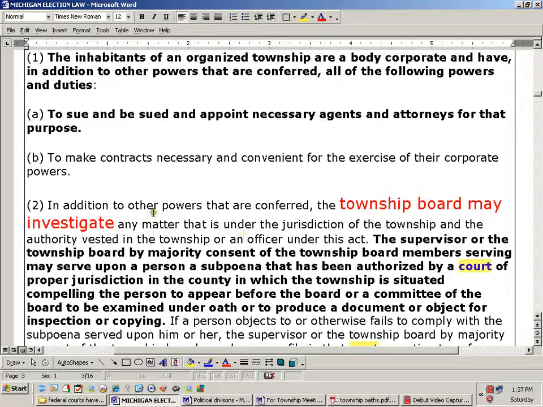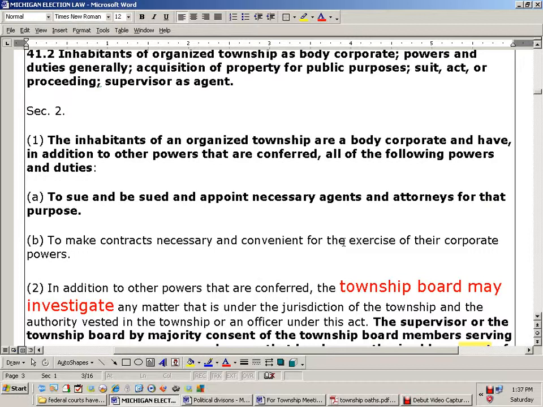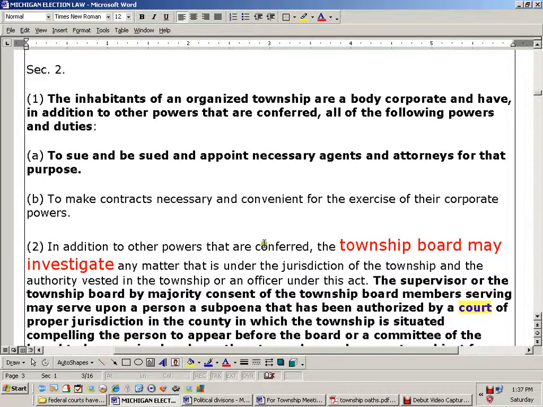And the township board may investigate any matter that is under the jurisdiction of the township, authority vested in the township, or officer under this act. Okay, so what they are is they're a court of inquiry. They can inquire because they can investigate, and they also are an administrative court because they administer the orders of the electors.